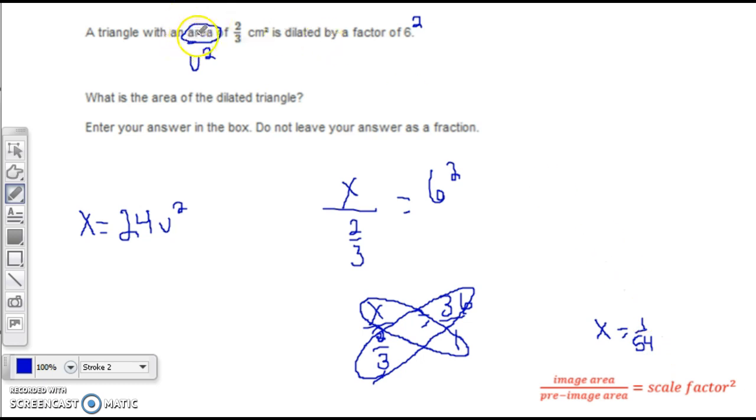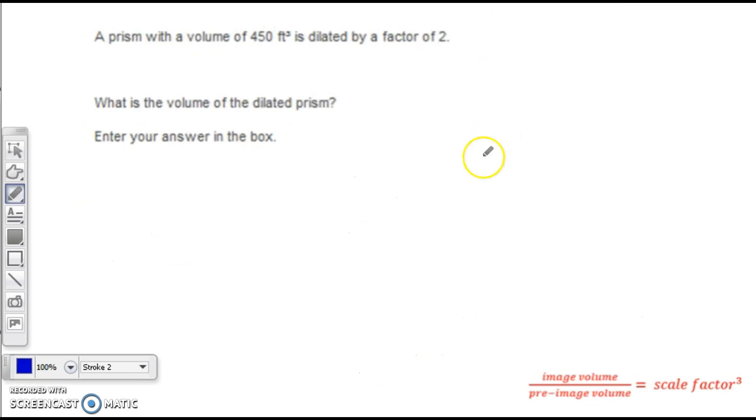And think about this. We're taking our area and we're dilating it by a scale factor of 6. So we're making the side length 6 times bigger. So if we're making them 6 times bigger, there's no way your new area can be smaller than your original area. So that's another way you can catch yourself in case you set up your fraction incorrectly, like I just did. Alright, so let's go to the next quiz question.